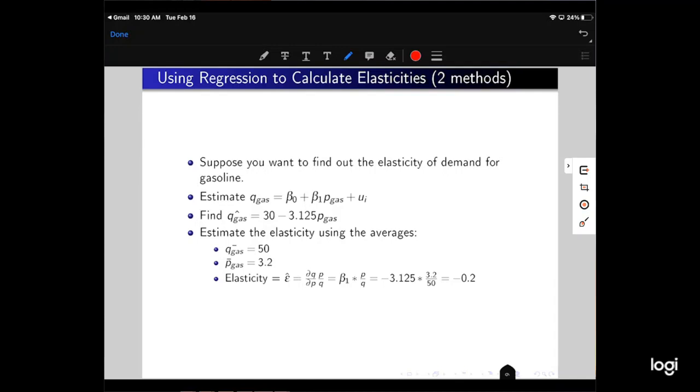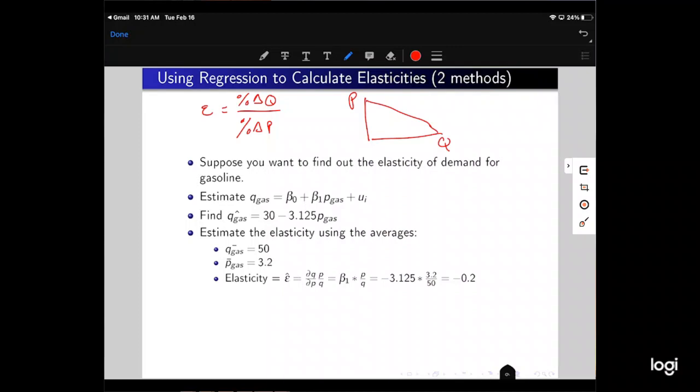Okay, using regression to calculate elasticities. You're also asked to calculate an elasticity on the homework. Suppose you want to find out the elasticity of demand for gasoline. What is the elasticity of demand? It's essentially how the quantity demanded changes when the price changes. The definition of elasticity, we'll call it epsilon here, is the percent change in Q over the percent change in P. So a 1% change in price causes an X% change in quantity demanded.